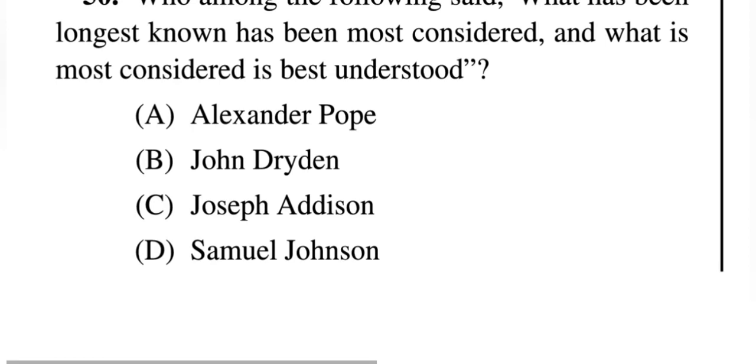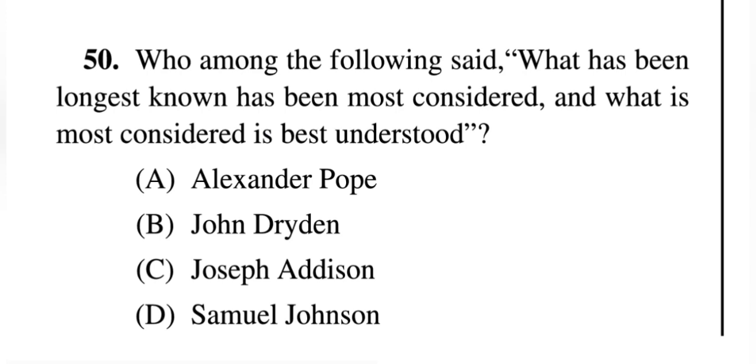Number 50, it says, who among the following said, what has been longest known has been most considered, and what is most considered is best understood? Alexander Pope, John Dryden, Joseph Addison, Samuel Johnson. All writers are prominent. They are known for their literary contributions. Hence, it is your duty to know about their works so that you can solve a question in the exam.